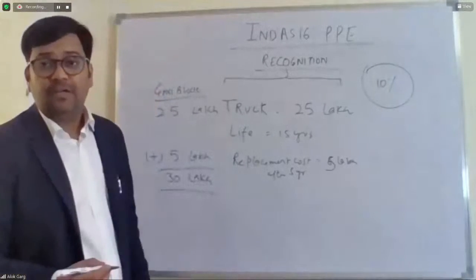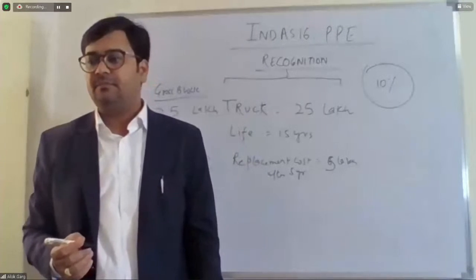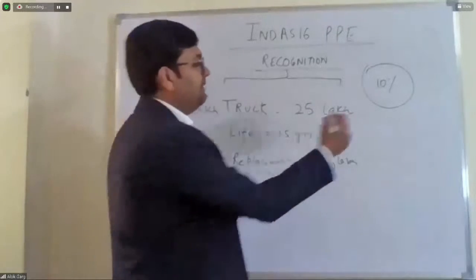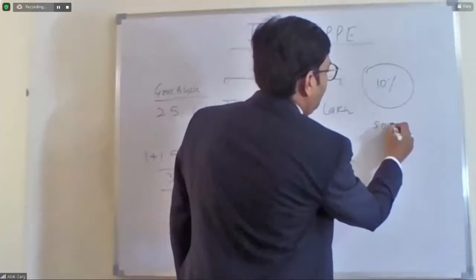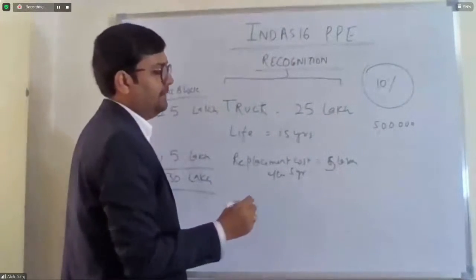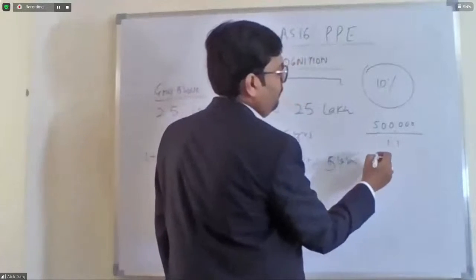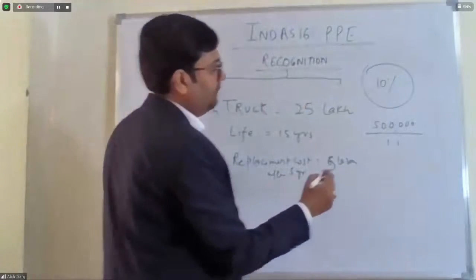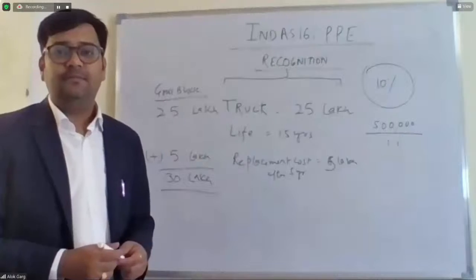So how to calculate the present value? Are you aware how to calculate the present value? So what is the present value of the asset? 5 lakh rupees divided by 1.1 to the power 5. First of all, you need to calculate the present value factor. So what is the present value factor at the end of 5 years?